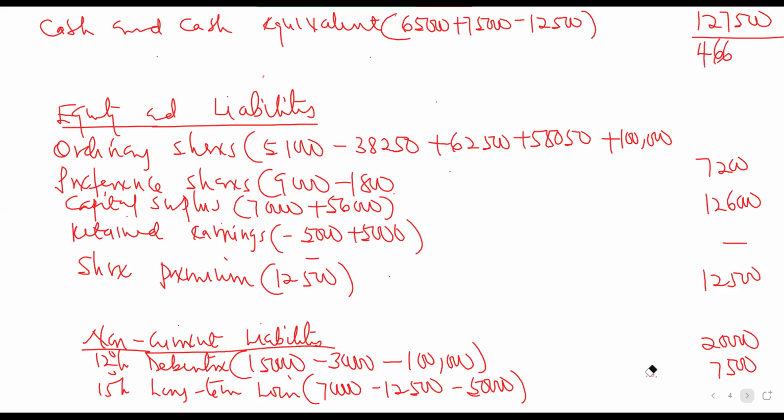4655, 500, 51,000 minus 38,250. 51,000 minus 38,250 plus 62,500 plus 58,050 plus 100,000. That will give us 300.